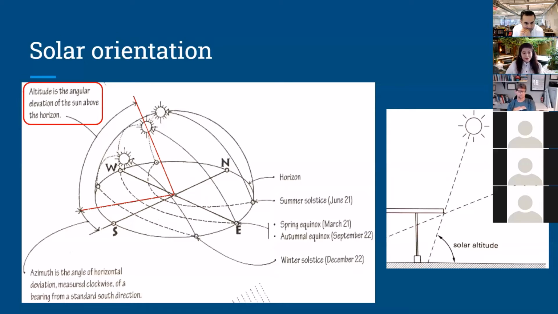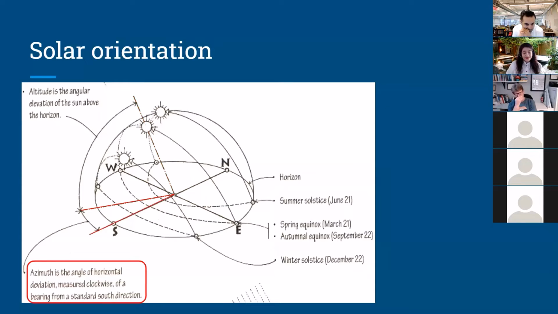The second way of measuring the position of the sun is the azimuth. Instead of vertical, this one is horizontal. The way it is measured is usually always from south, following the clock, so clockwise. And there's always an angle right here.